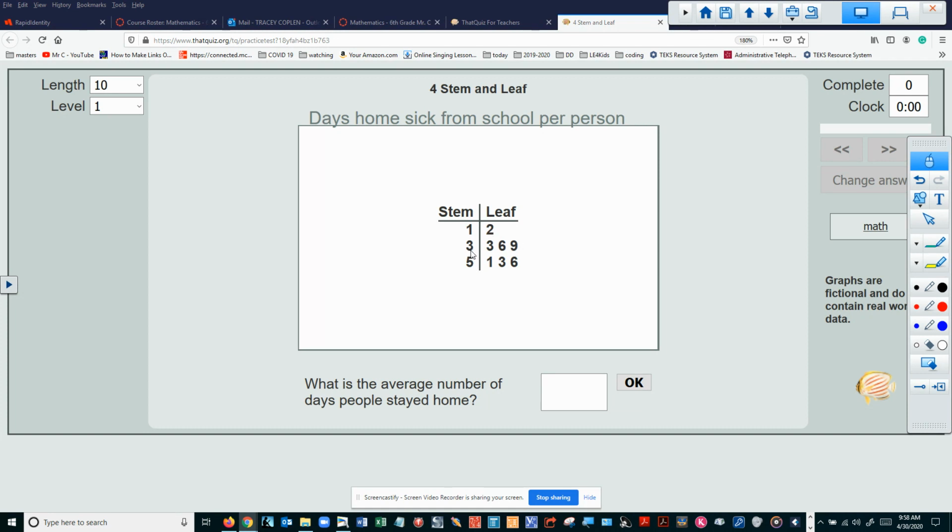So like here, this is in the tens place, which would be 33, 36, 39. This is a 5 in the tens place, so it's 50, but we don't have the number 50. We have 51, 53, 56. And that's how stem and leaf works. But right now, what we need to do is figure out what the mean is.